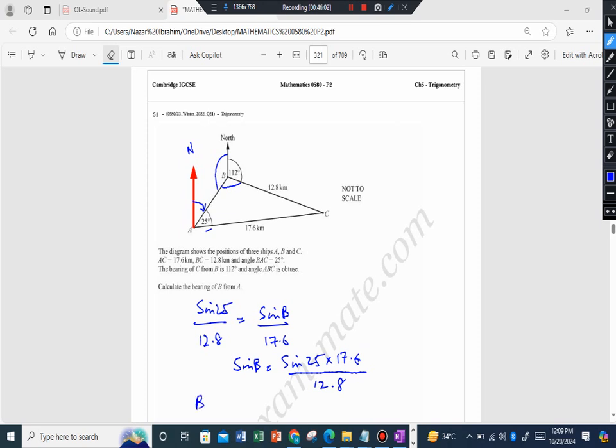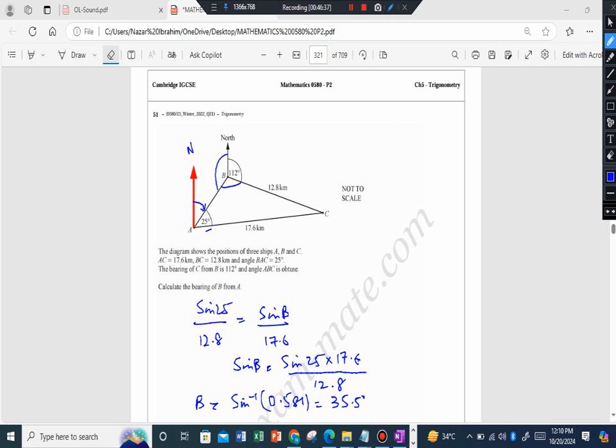So using the calculator, see what angle we are getting. Sine inverse of sine 25 multiplied by 17.6 upon 12.8. I'm getting the ratio 0.581. Now taking its sine inverse, 35.52. So the angle is 35.5, which I am getting using the sine law.